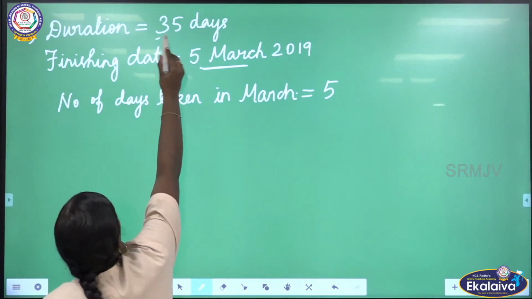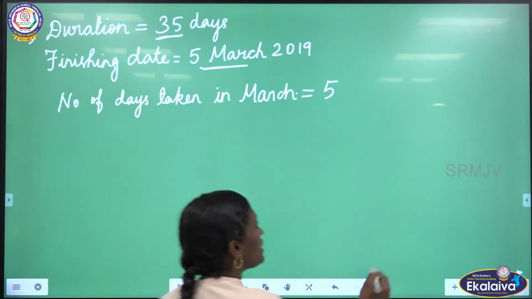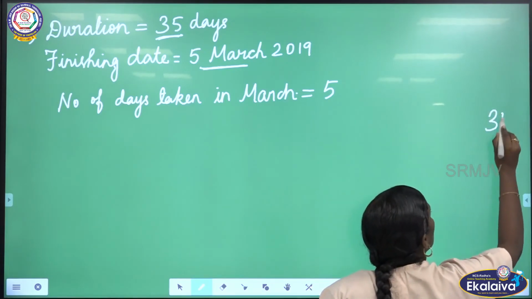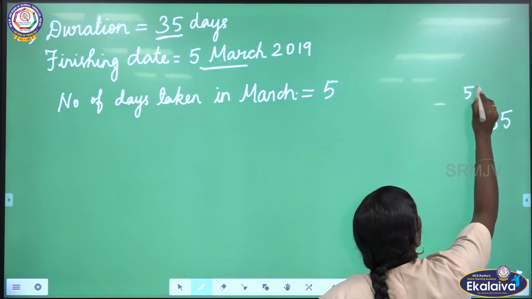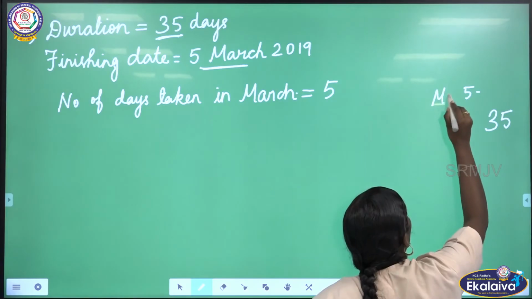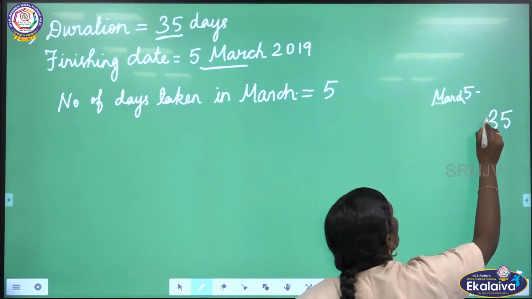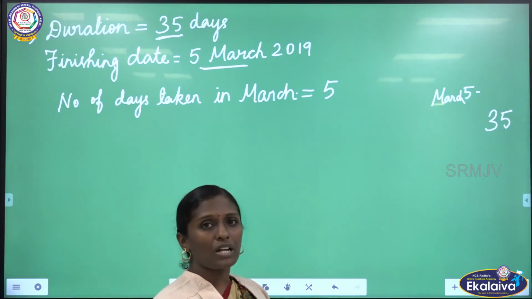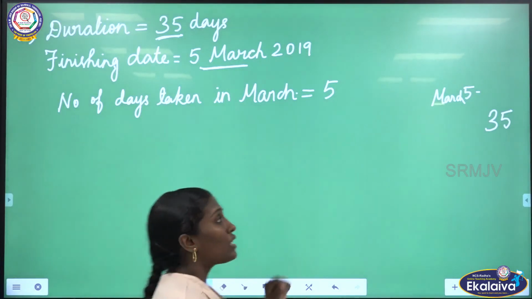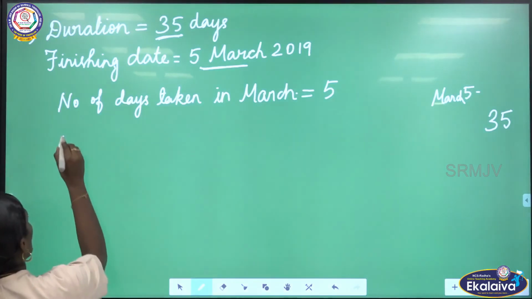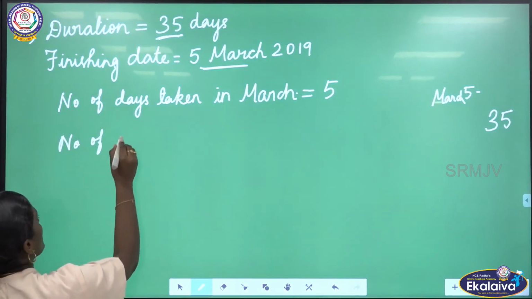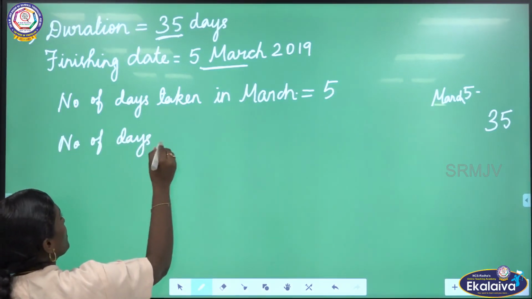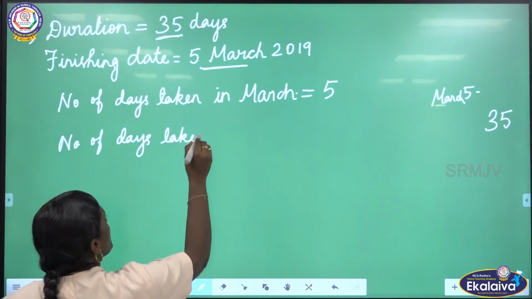Here the given duration is 35 days. Okay, in this 35 days, 5 days are there in March month. The remaining days will be in the before month. What is the before month of March? That is February. Now we have to find out the number of days taken in February.